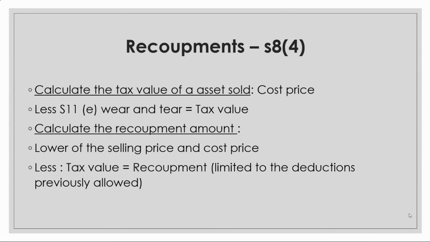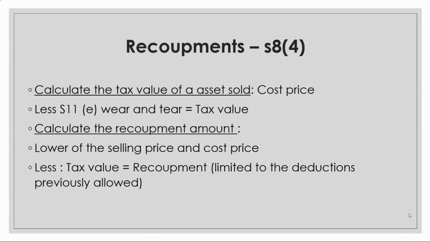So then you take whichever is the lower of those two and you compare it to the tax value. Now, if the selling price is more than the tax value, then you have a recoupment. If the opposite is true, so if the selling price is less than the tax value, then we will get an additional scrapping allowance, which would be one of the expenses we will discuss in the next session.